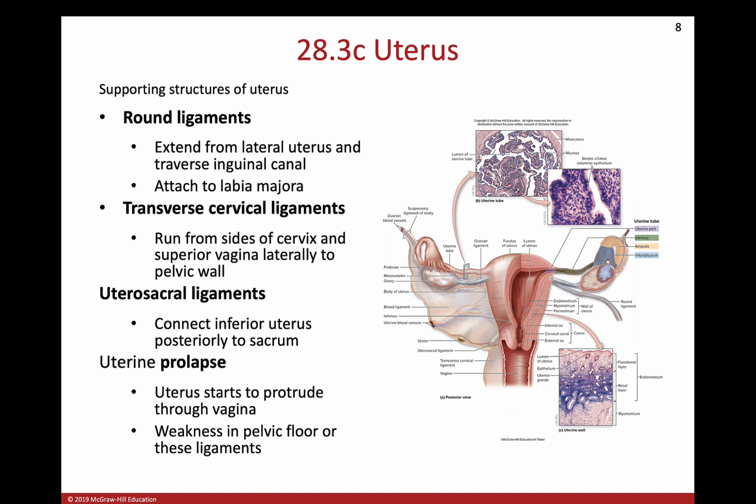And when these ligaments weaken, or you have a weakness in the pelvic floor, the uterus actually starts to protrude through the vagina, and this is called a uterine prolapse.